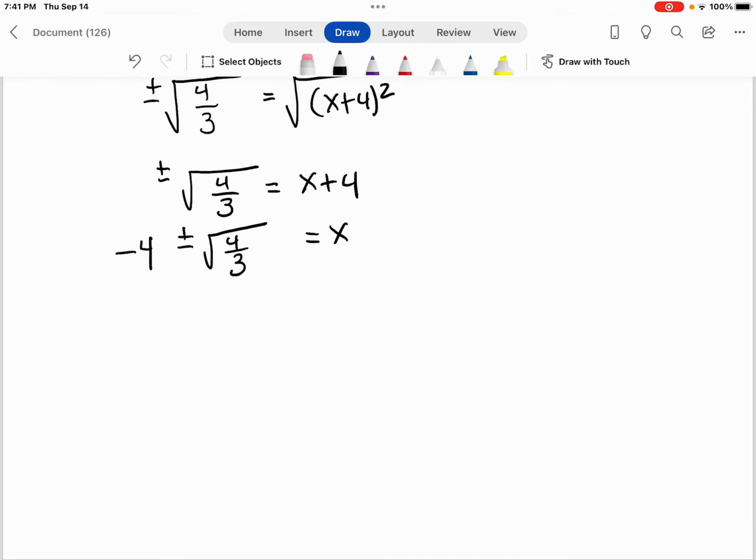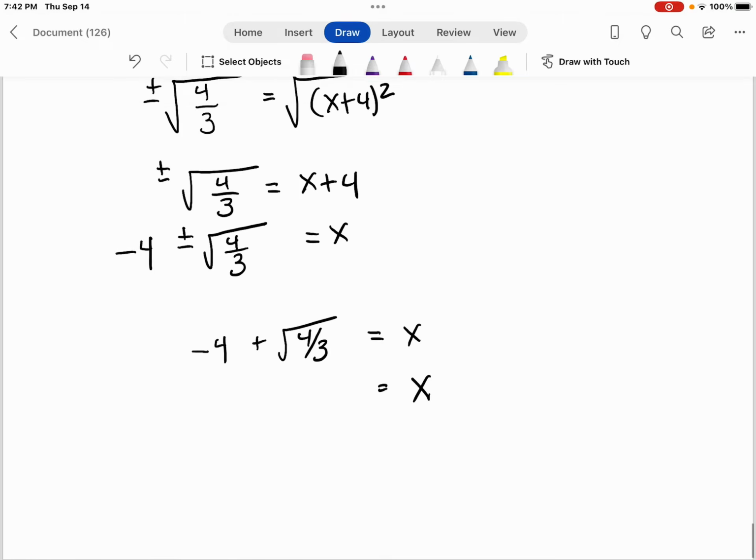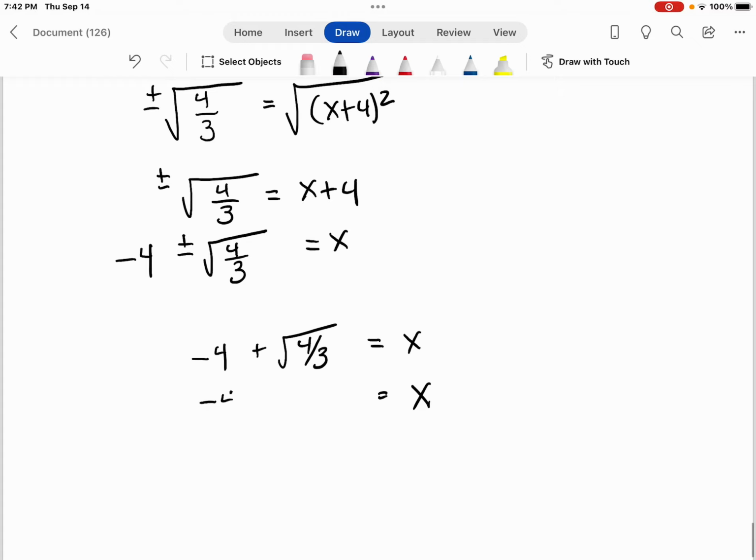Now I have two answers here because of the plus and minus. One answer is minus 4 plus the square root of 4 over 3. The other answer is minus 4 minus the square root of 4 over 3.